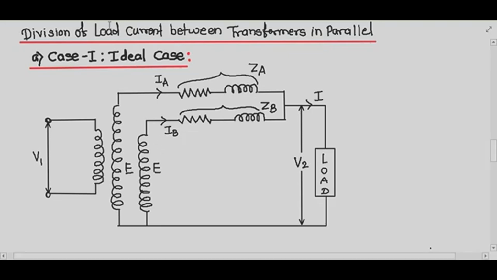Let E be the no load secondary voltage of each transformer, and V2 is the terminal voltage. IA and IB are the currents supplied by the transformers. IA is the current supplied by transformer A and IB is the current supplied by transformer B, and hence I is the total current flowing through the load, which is lagging behind the voltage V2 across the load by angle phi. Now let us draw the phasor diagram for this figure. I will take V2 as the reference vector.